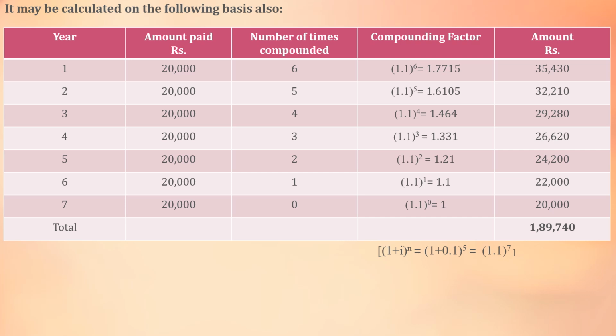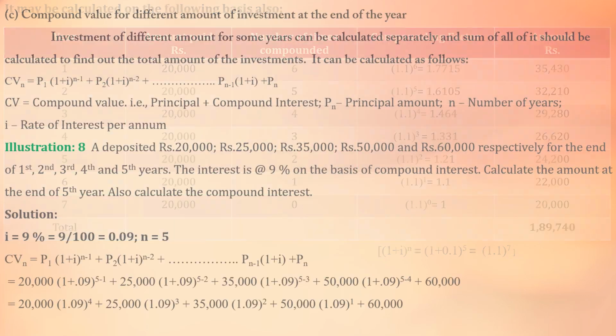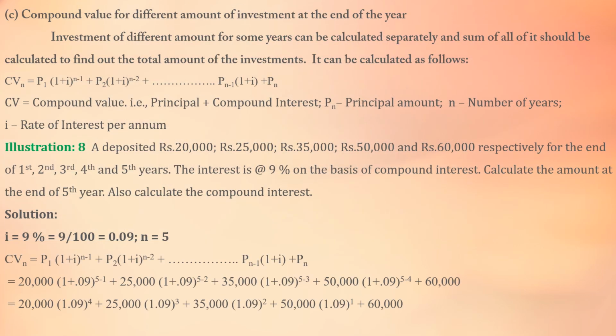Hence it is known that the interest is 1,89,740 minus 1,40,000 equals 49,740. C. Compound value for different amounts of investment at the end of the year. Investment of different amounts for some years can be calculated separately, and the sum of all of it should be calculated to find out the total amount of the investments.